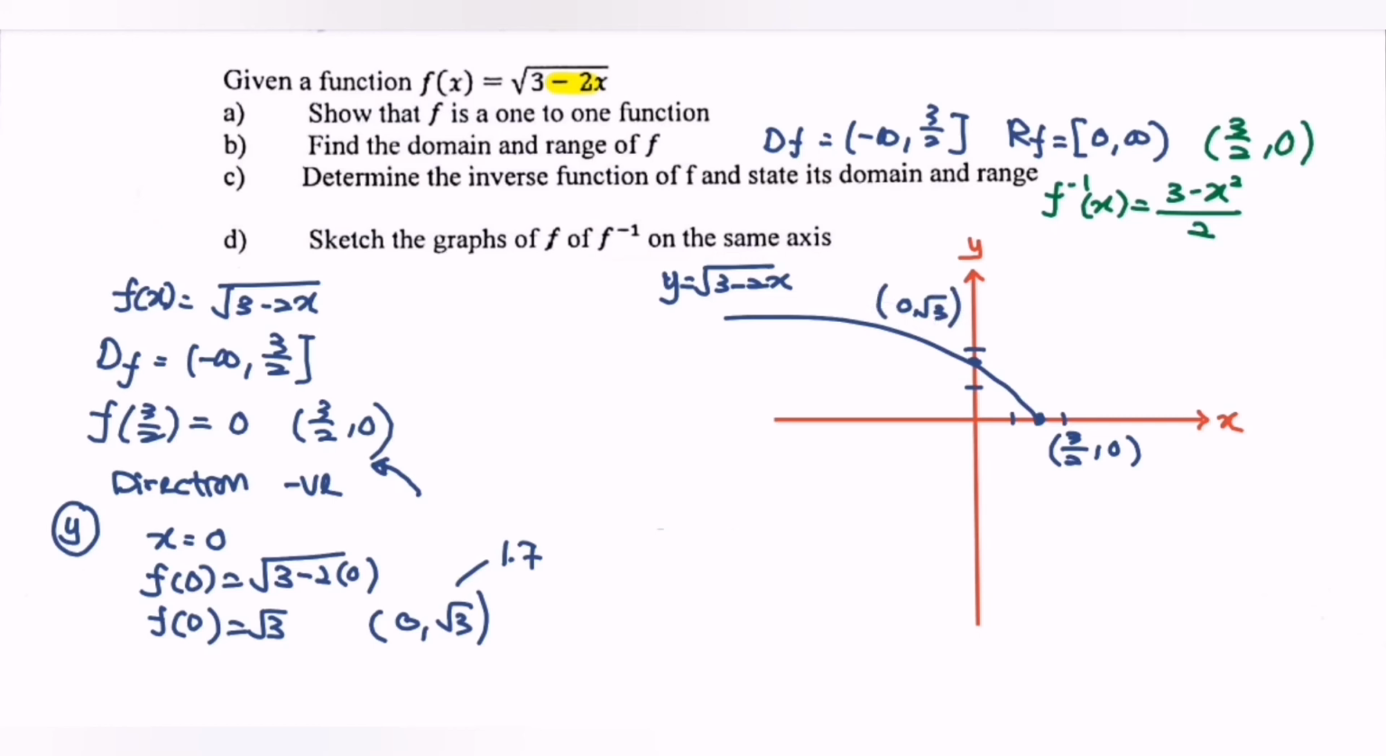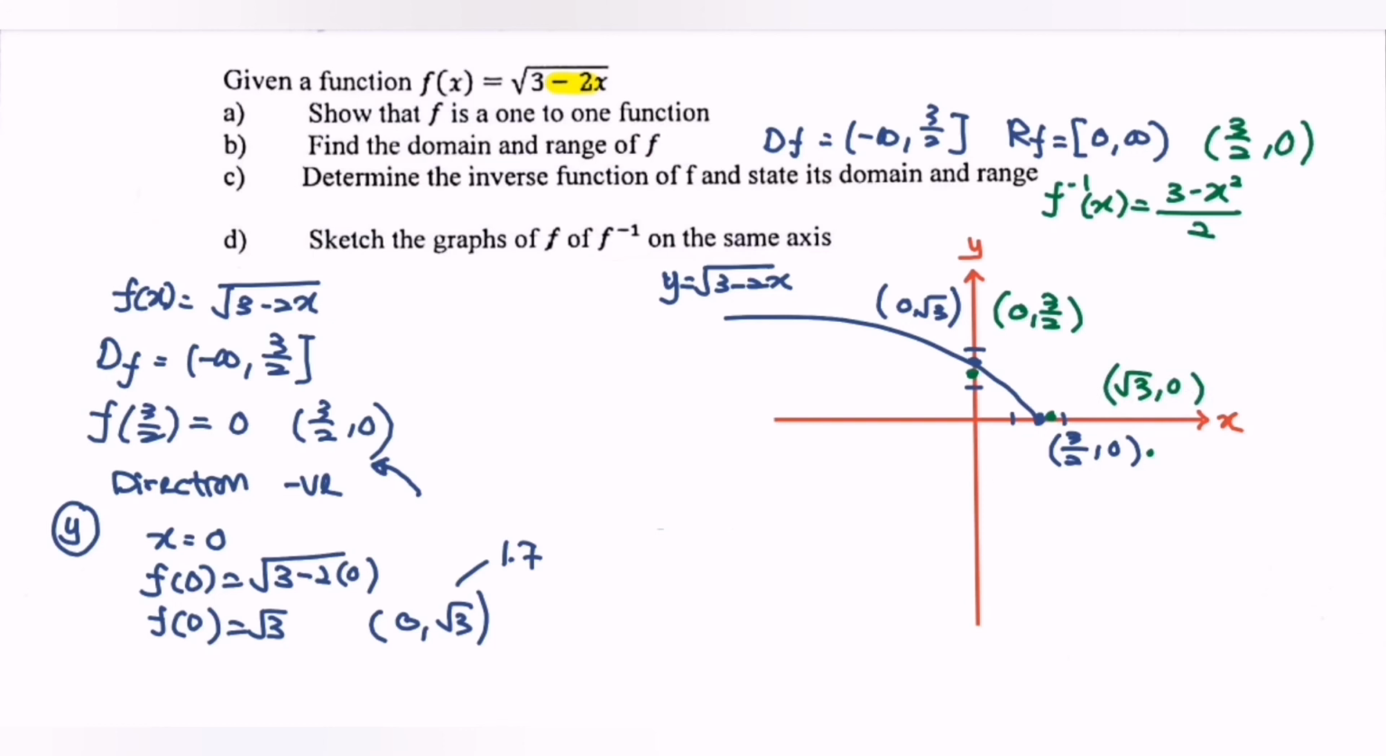Next, what we have to do is sketch f inverse. Remember, reflection means that we interchange the values of x and y. By referring to (3/2, 0), if we flip it, it becomes (0, 3/2). As we know, the square root of 3 is 1.7, and here will be 1.5. So we have (0, 3/2). Next, based on (0, square root of 3), interchange x and y, and we will have (square root of 3, 0).